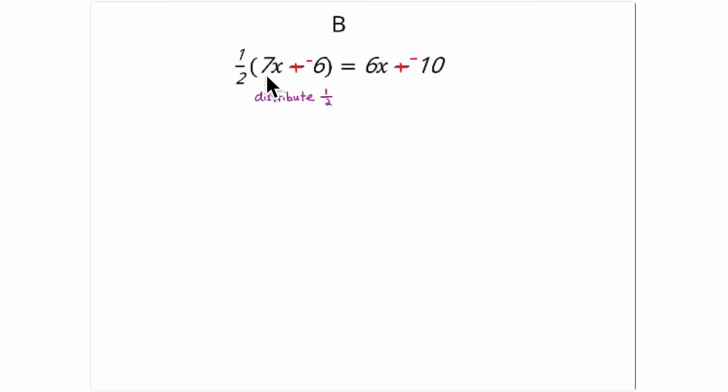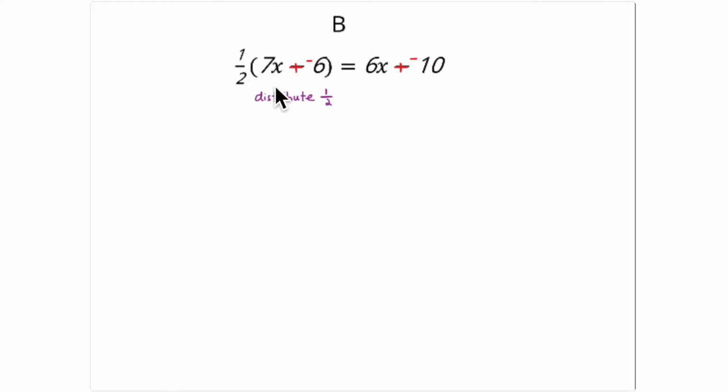Now, to get these terms out of the group, out of the parentheses, a couple ways to do that. One way is to distribute this 1/2. And the other way is to multiply through by 2. And I'm going to talk about multiplying through by 2 a bit later. So let's distribute the 1/2 first.